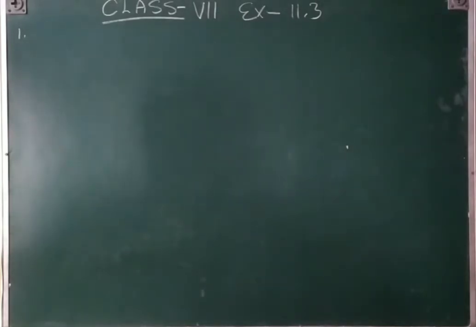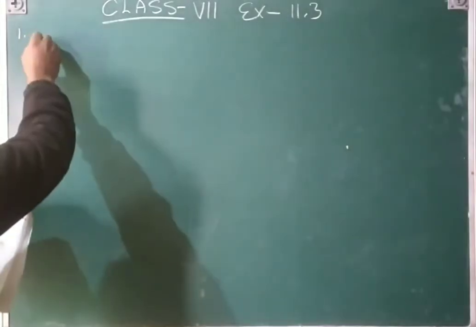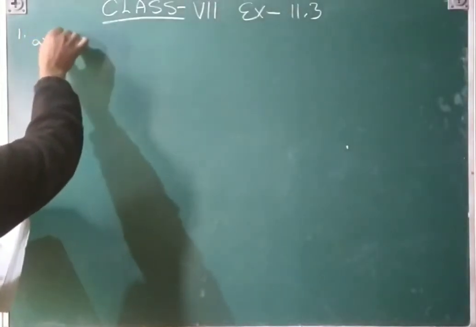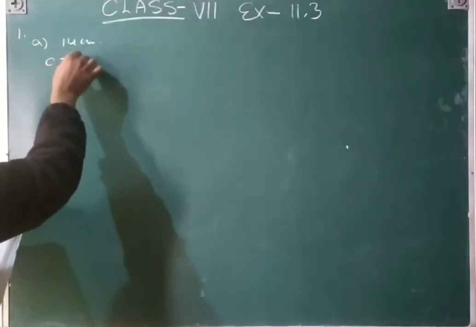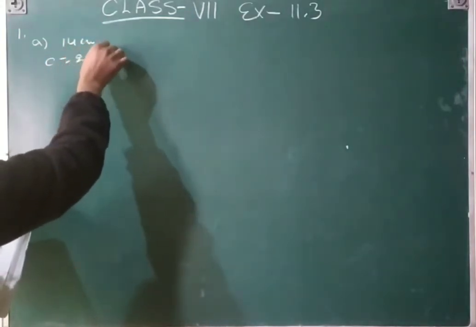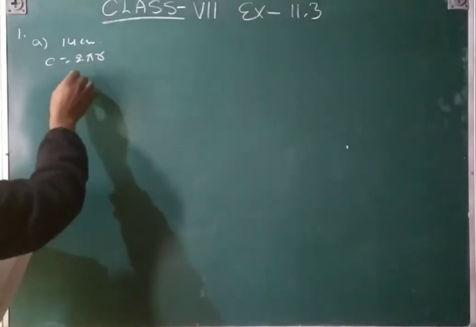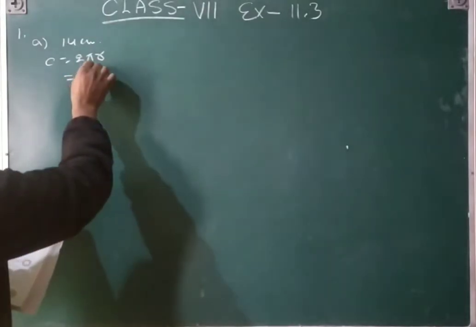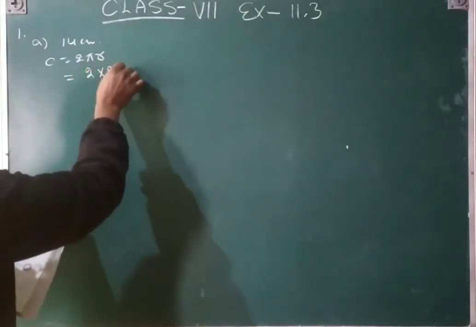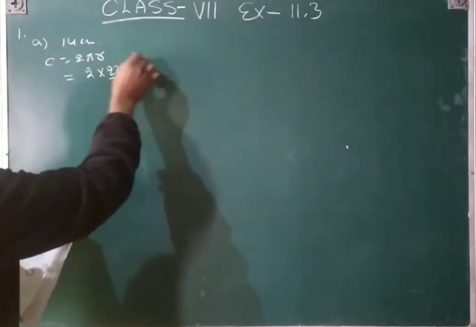Exercise 11.3. Find the circumference of the circle with the following radius. In the first question, part A, the radius is given as 14 centimeters. So circumference is equal to 2 pi r. If the radius is given, r means radius, and pi is the value used for finding the circumference. So 2 into pi value, which is 22 upon 7, and then the r value is given, 14.